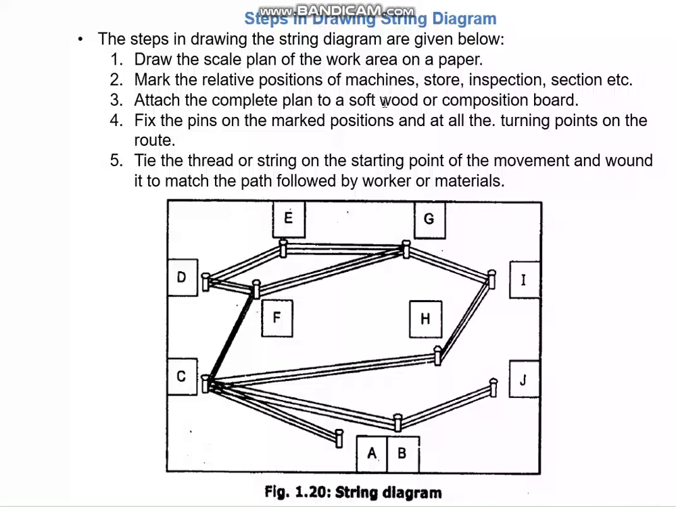Then mark the relative positions of machines, stores, inspection section, etc. Here, instead of showing which is what, they have simply used the letters A, B, C, D, E, F, G, H, I, J. Okay, we don't know which is a store, which is a machine, and which is the inspection section.